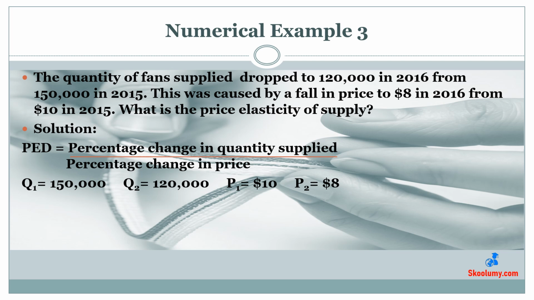Example 3. The quantity of fans supplied dropped to 120,000 in 2016 from 150,000 in 2015. This was caused by a fall in price to $8 in 2016 from $10 in 2015. What is the price elasticity of supply? Old quantity, Q1, is 150,000. New quantity, Q2, is 120,000. Old price, P1, is $10. New price, P2, is $8.